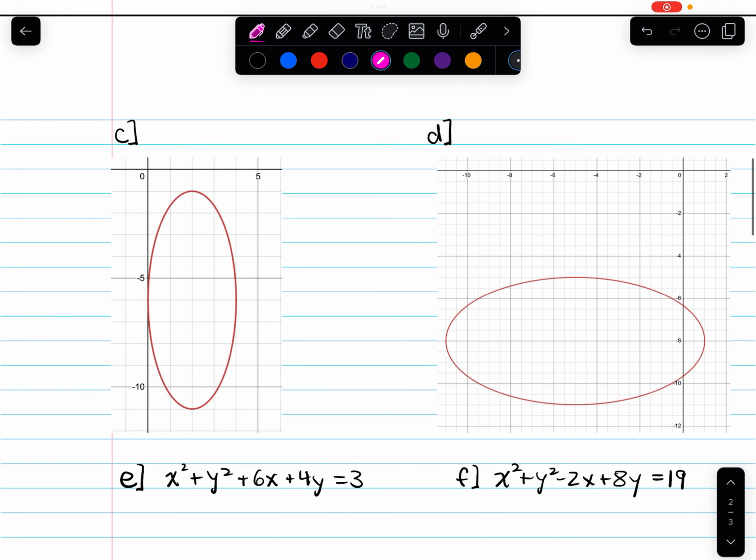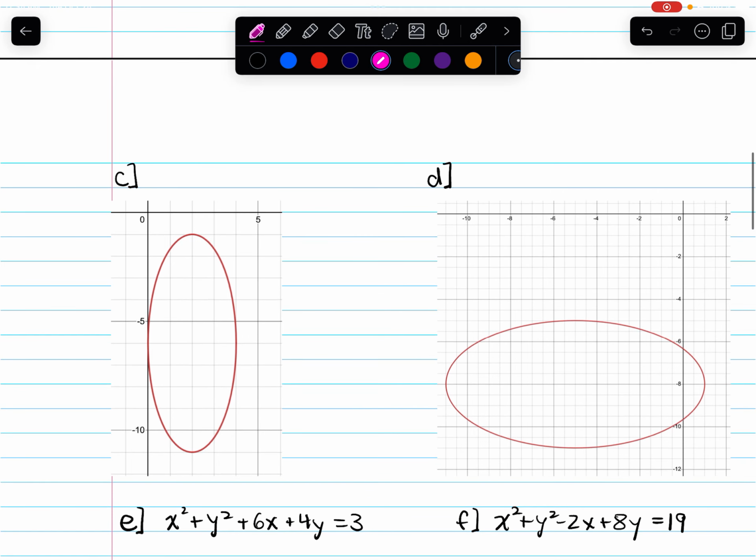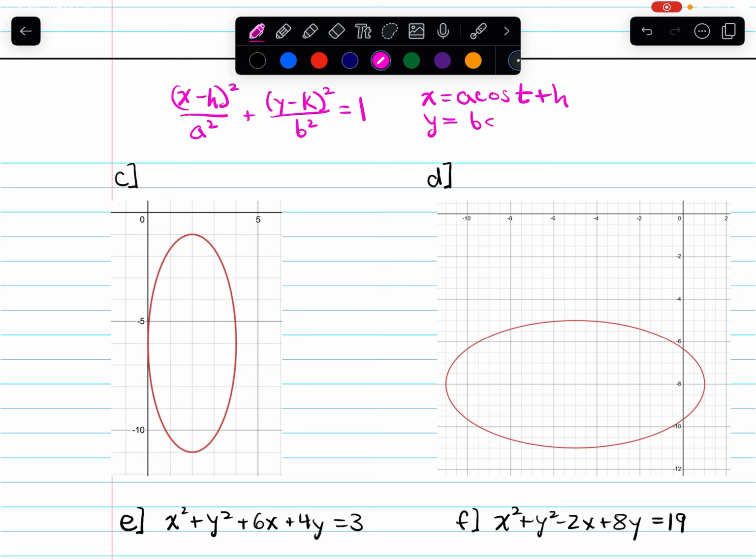Now, let's move on to the ellipses. Remember, the ellipse goes like this. You have x minus h squared over a squared plus y minus k squared over b squared equals 1. Now, the parametric form would look like this. x equals a cosine t plus h, and y equals b sine t plus k, where h, k is the center.